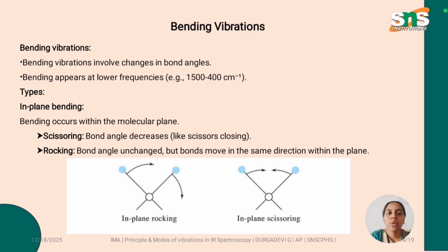And in rocking, the bond angle is unchanged, but the bonds move in the same direction within the plane. So both the atoms are moving within the plane. That is called rocking. It is like a pendulum. Both of them are moving together in the same direction, and they are happening within the plane. So these 2 types are called in-plane bending.